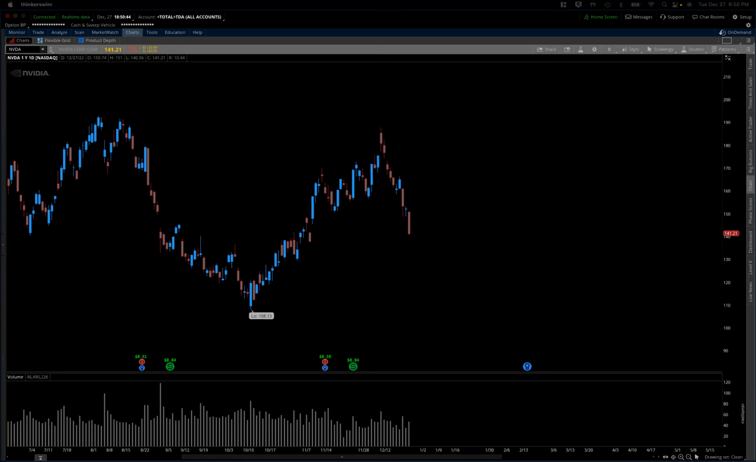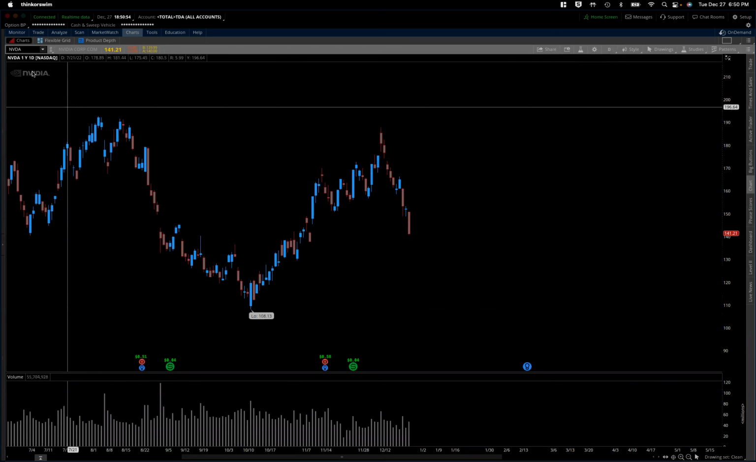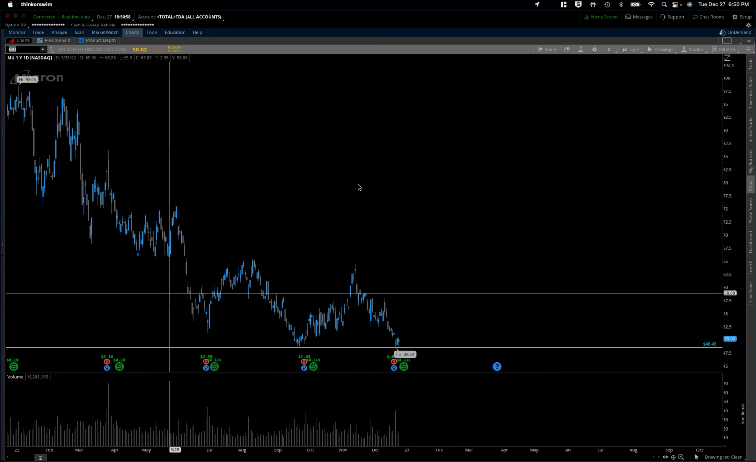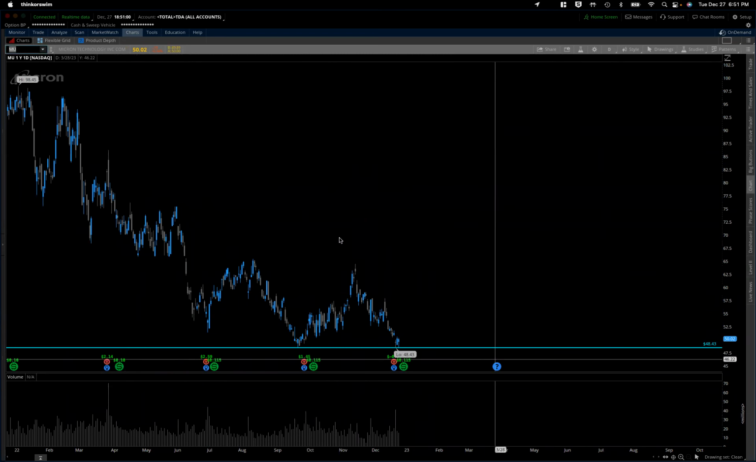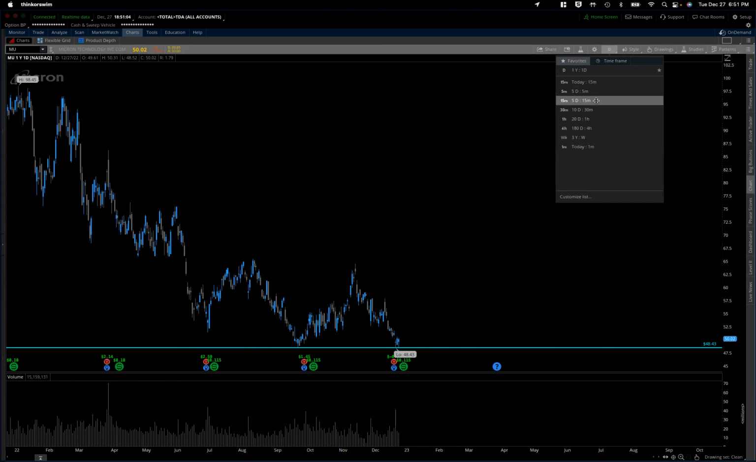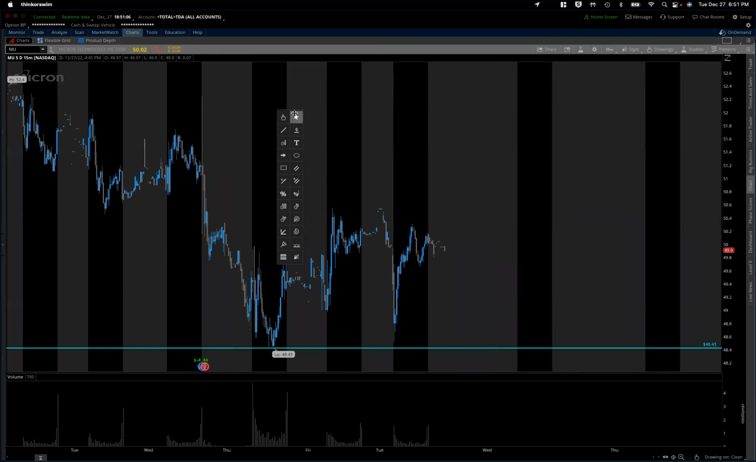Let's see. Nathaniel says, are your levels based mainly on pre-market or is it also support and resistance? I personally usually have a mix of both. So for example, on a name like MU, I'm looking at this long-term support, and this long-term support is lying at 48.43. And this might not be a pre-market low or previous day's low, but I know on the long-term charts, this is a significant level.